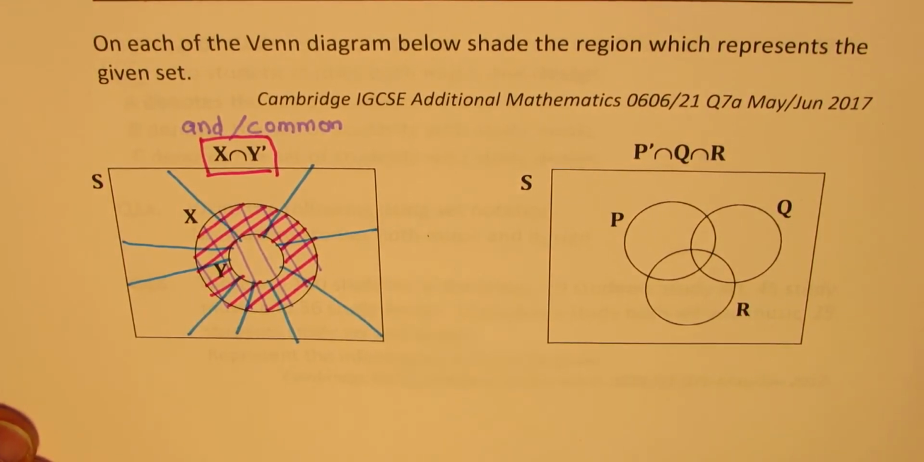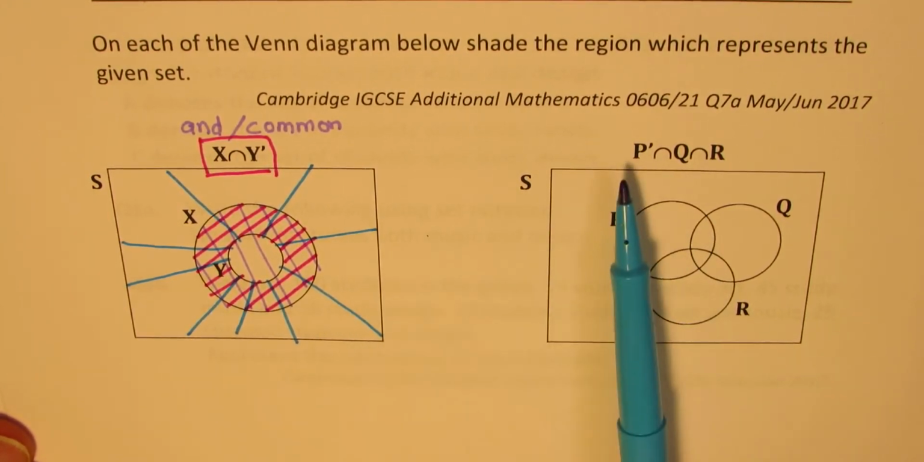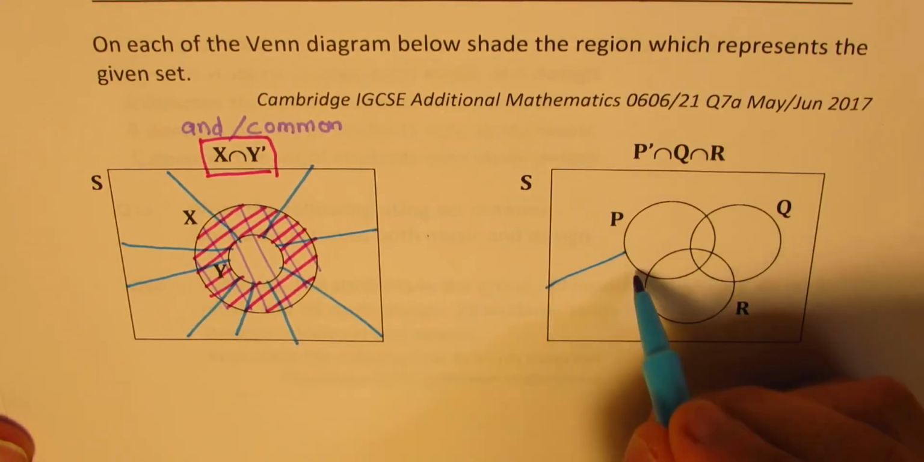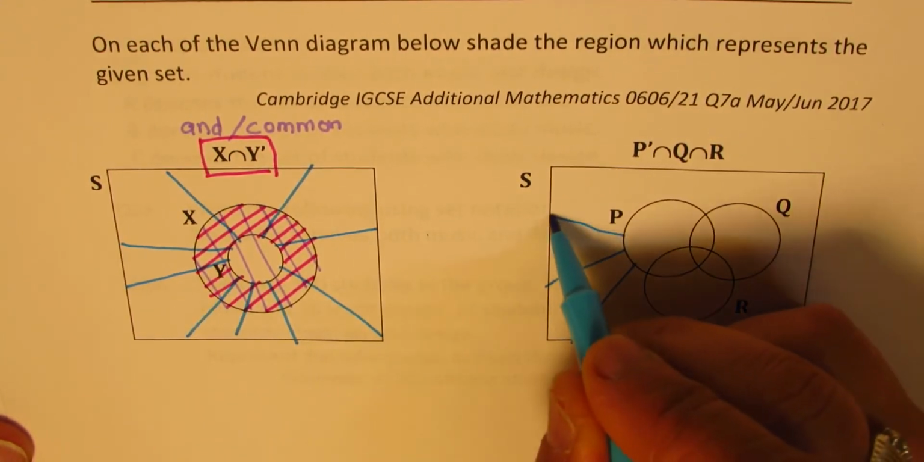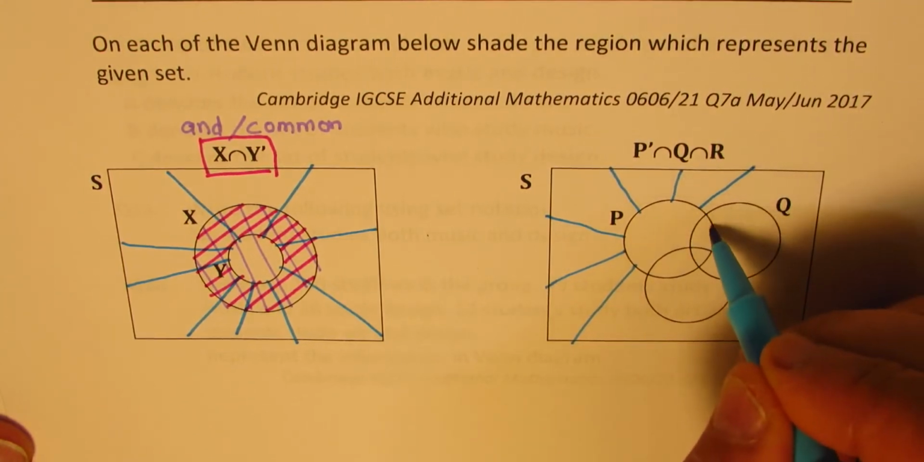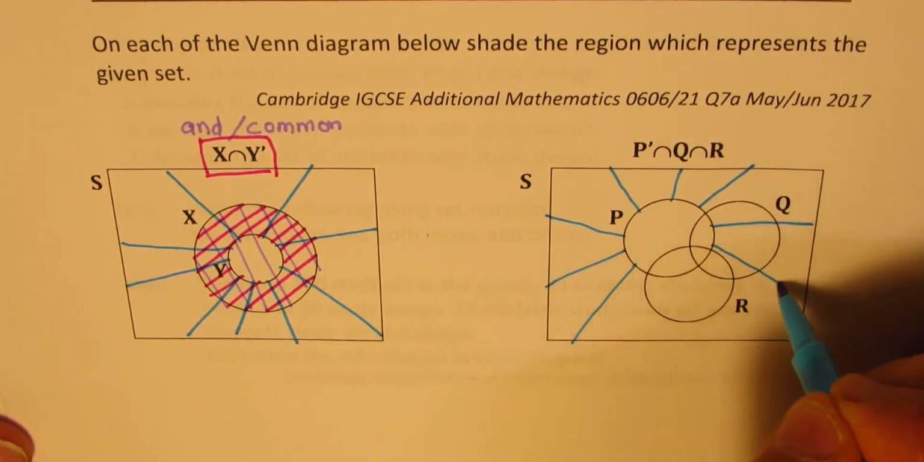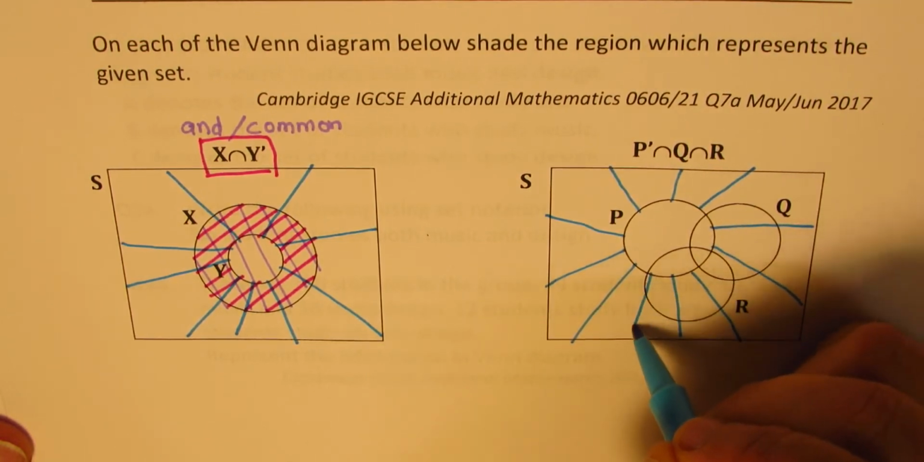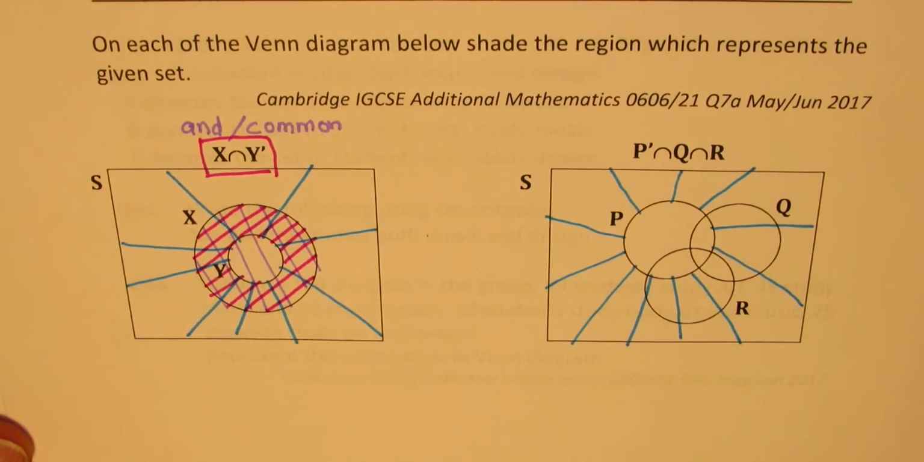Now let's look into the second part. We are also understanding the meaning of each. When we say not P, it means outside P, not inside P, so everything which is not P. We are again looking into intersections, so that means common portions. Definitely nothing in P, but something outside P will be the solution of our set. Then intersection with Q.